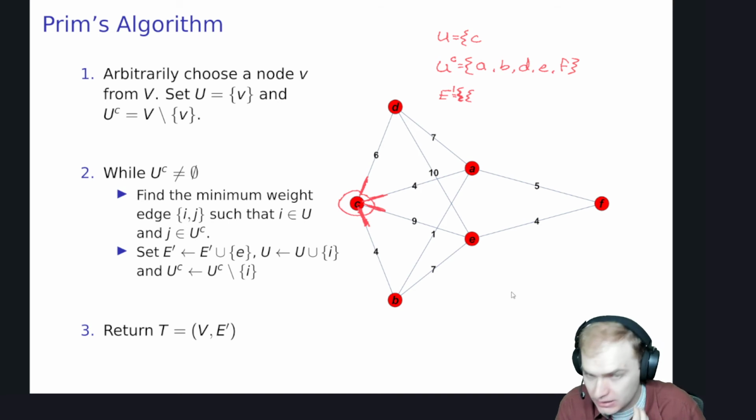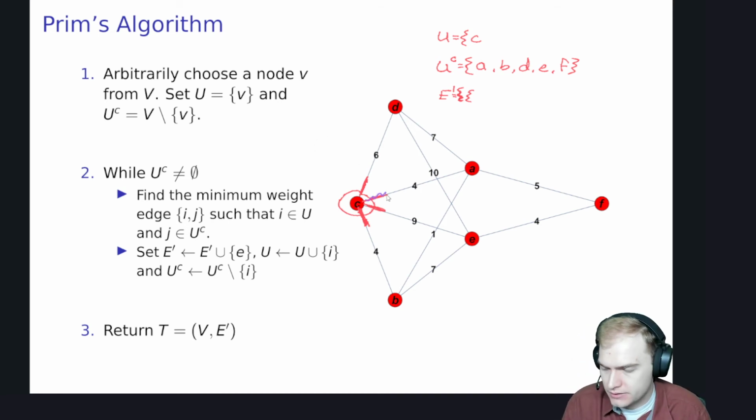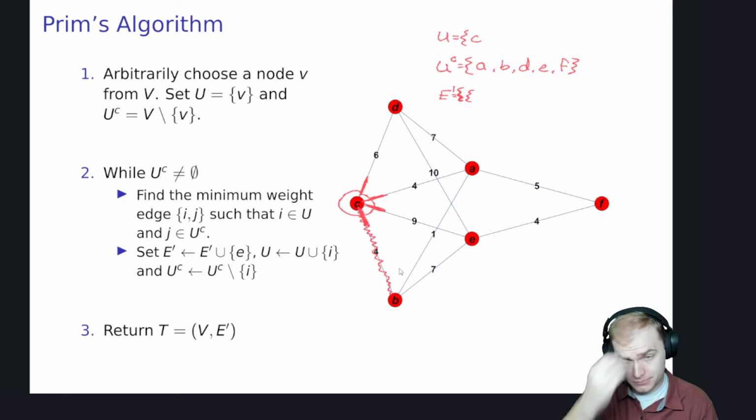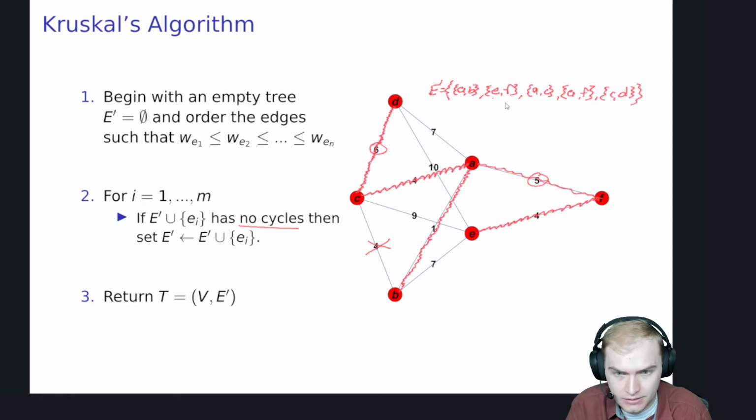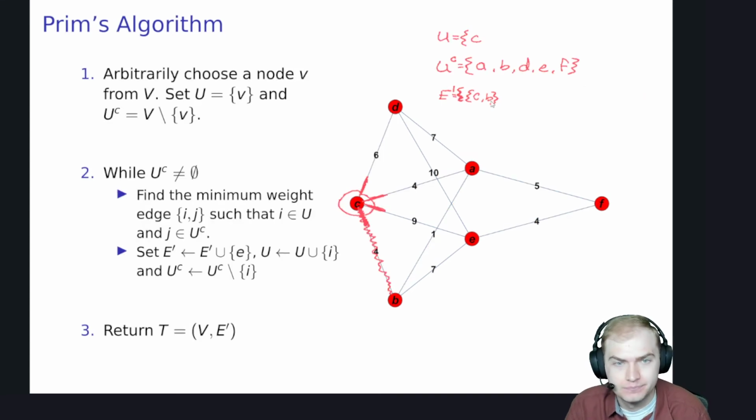Well, the smallest edge we can pick here is either of these fours. So we have a 6, 4, 9, and 4. Pick either of the 4s. Just to be different, I'm going to pick C to B, because that's not the one we picked last time. Then we add B to our set U and cross it out of the set U complement.